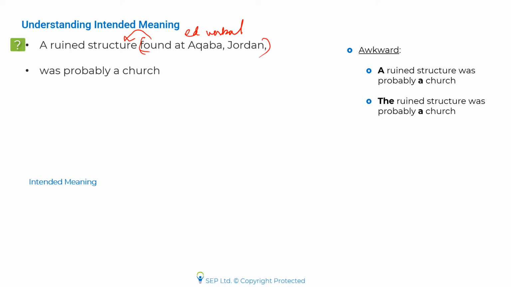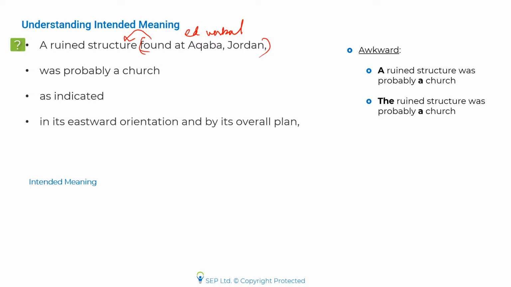So let's proceed. A ruined structure was probably a church as indicated. Okay, so something indicated that this ruined structure was a church. Let us see what indicated this. As indicated in its eastward orientation. Okay, so this its is probably referring to the structure, which is the church, the structure's eastward orientation, and by its overall plan. Okay, so we have two things here which are being suggested as indicators or evidence suggesting that the ruined structure was a church.